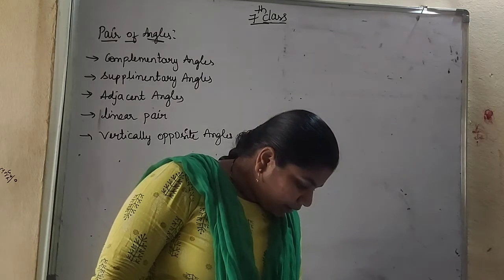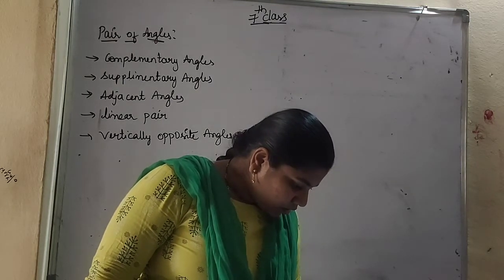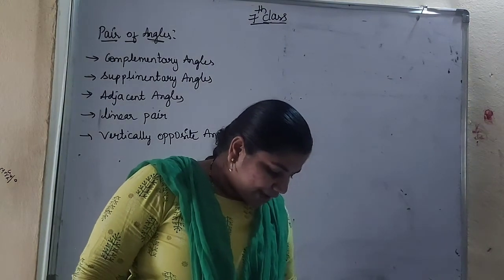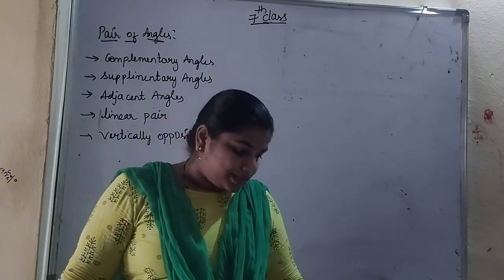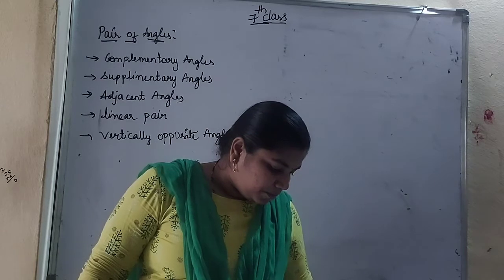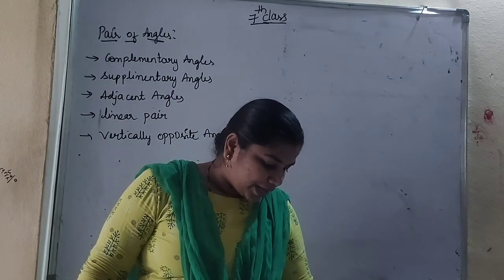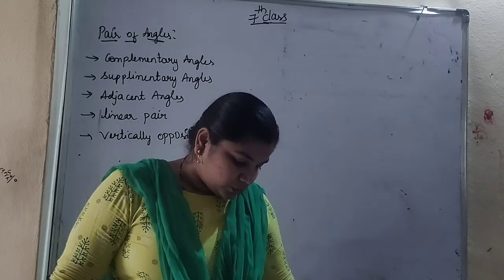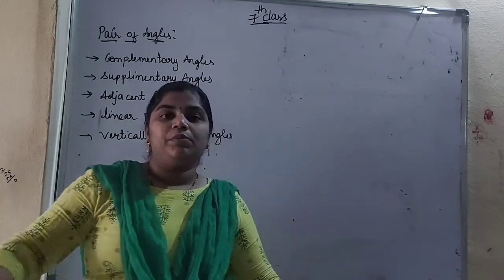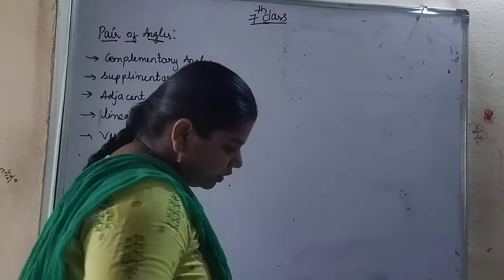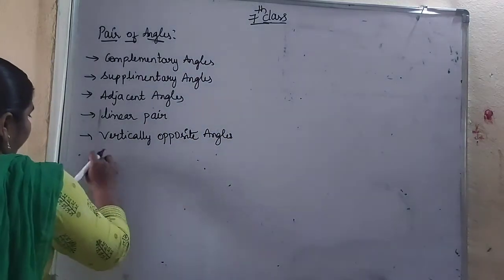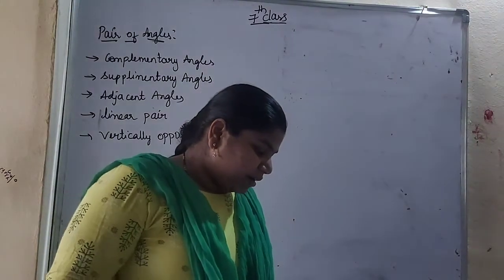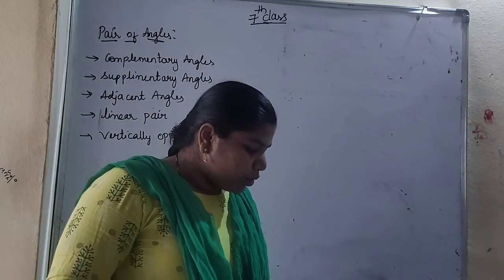What are they? Complementary angles. Next is supplementary angles. Next is adjacent angles. Next is what a linear pair is. And vertically opposite angles. And then transversal. What is a transversal? What are the angles made by the transversal we are going to learn. First we will learn till vertically opposite angles. After that we will go for transversal.